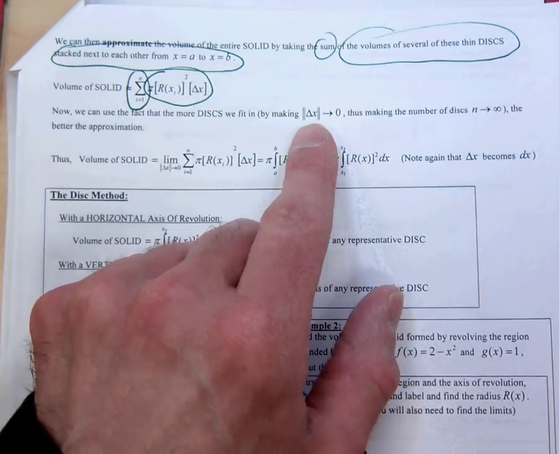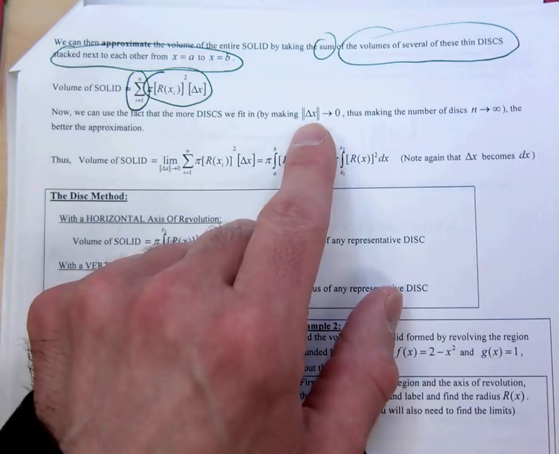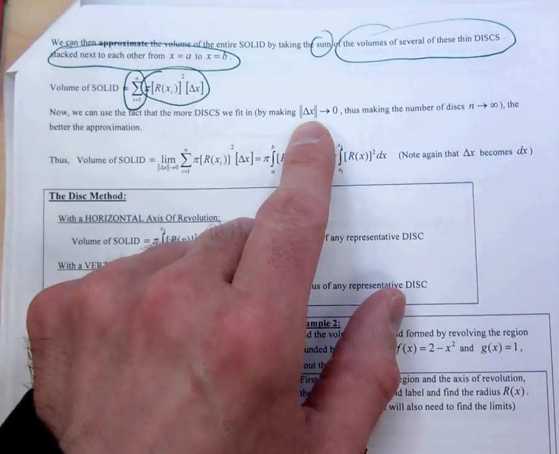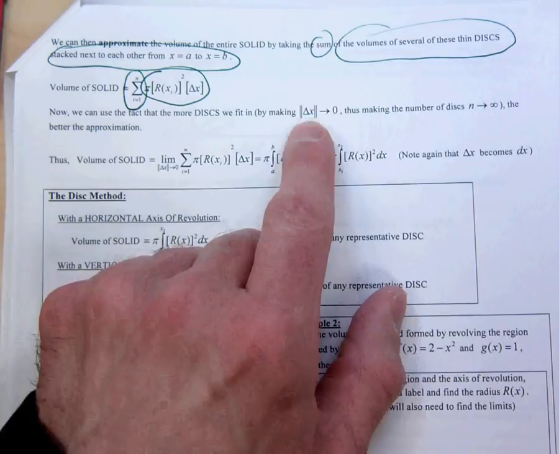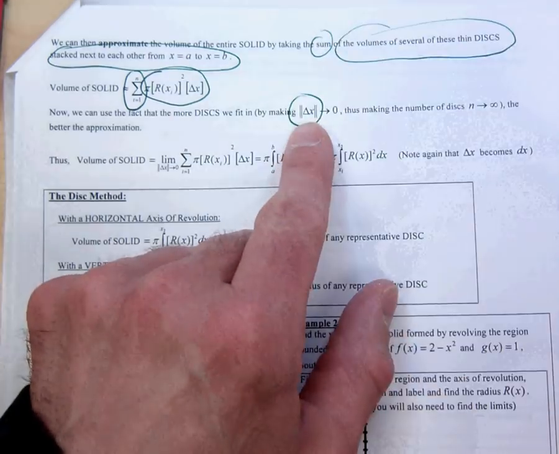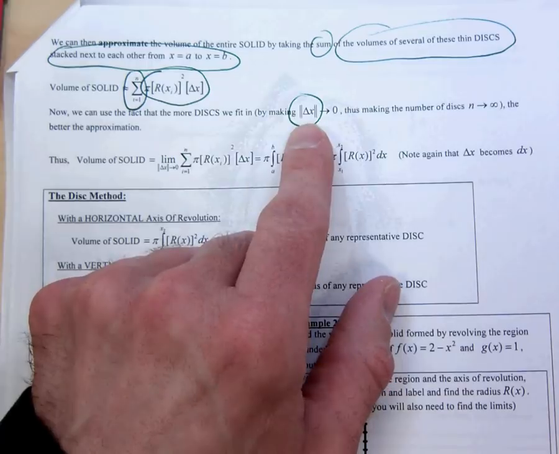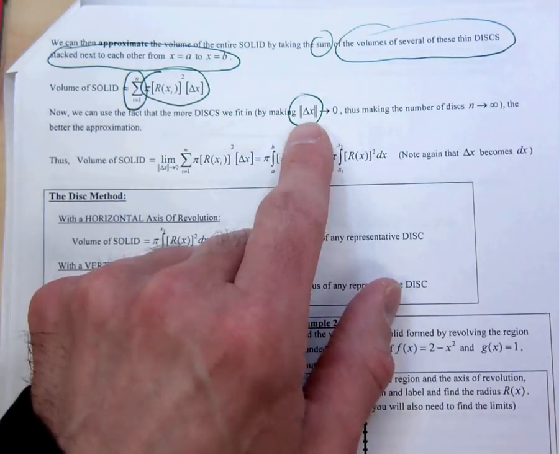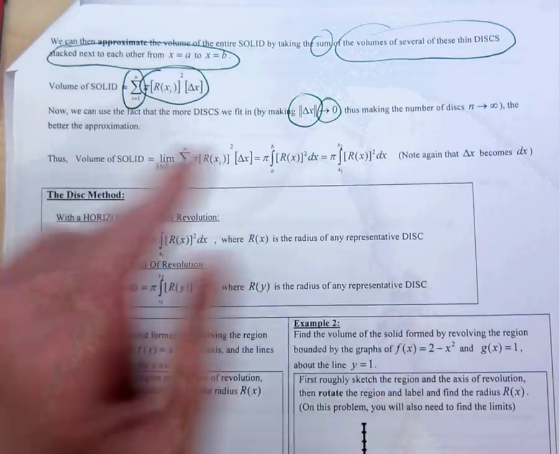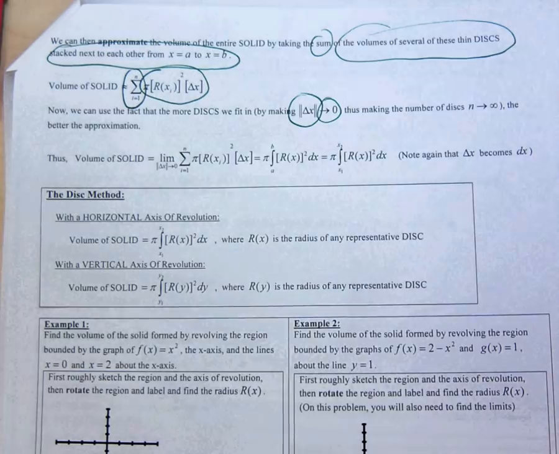The delta x's do not have to be the same, okay? So if you got a bunch of disks with a bunch of different delta x's, for example, if you take the widest one, that's what this stands for. I know you've never seen those double bars on the delta x, but that just means it stands for the widest one. If you take the widest one and make it smaller and smaller by making it go to 0, isn't that going to create more and more room for more and more of those disks?